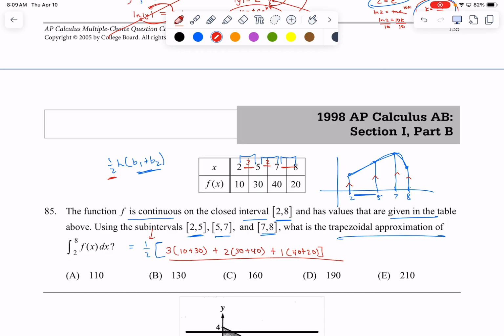I'll race you. Let's see, that'll be 40, 120, plus 70, 140, plus 60. That's 200. That's 200. That's 320. Half of that is 160.